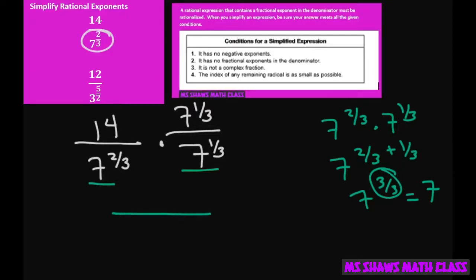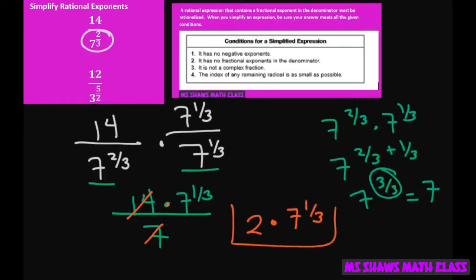So basically what we're going to get is 7 in the denominator, 14 times 7 to the 1/3. Now, since this is all multiplication, we can reduce this to 2. So your final answer is 2 times 7 to the 1/3. And that's how you would leave it. And again, what you're used to is 2 times the cube root of 7. But they want you to leave it in the rational form.